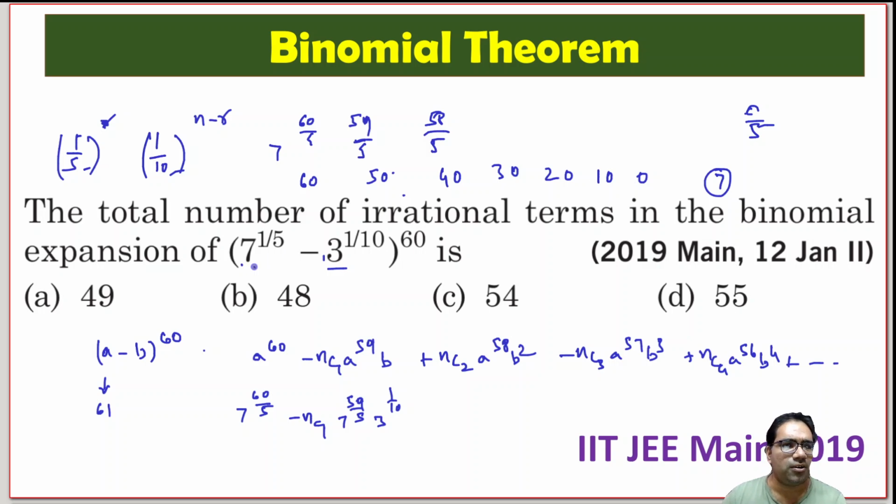Only in these 7 cases, both the powers are integers, for example when this is raised to 60, then this is raised to 0. Only in these 7 cases are both becoming rational numbers, and that's why the product of these two is a rational number. NC2, NC4 and the like are anyway rational numbers. So these two should become rational numbers only in these cases. In total we have 61 terms. Of these, only 7 are rational. That means the remaining 54 should be irrational. So that is the answer.